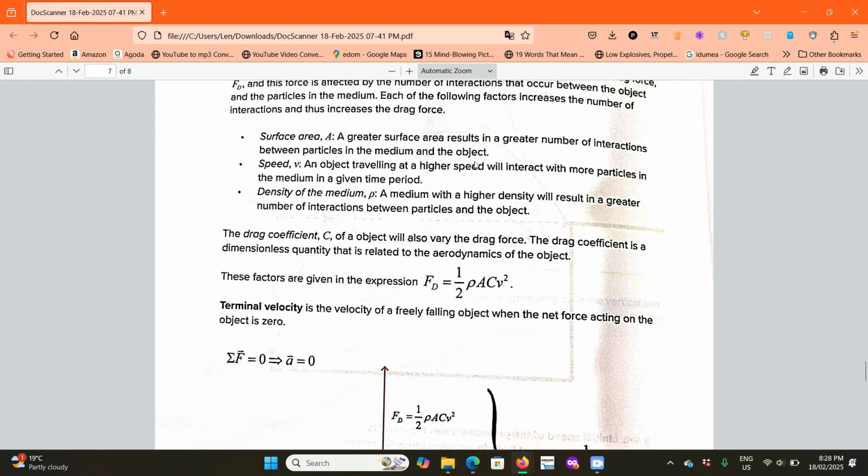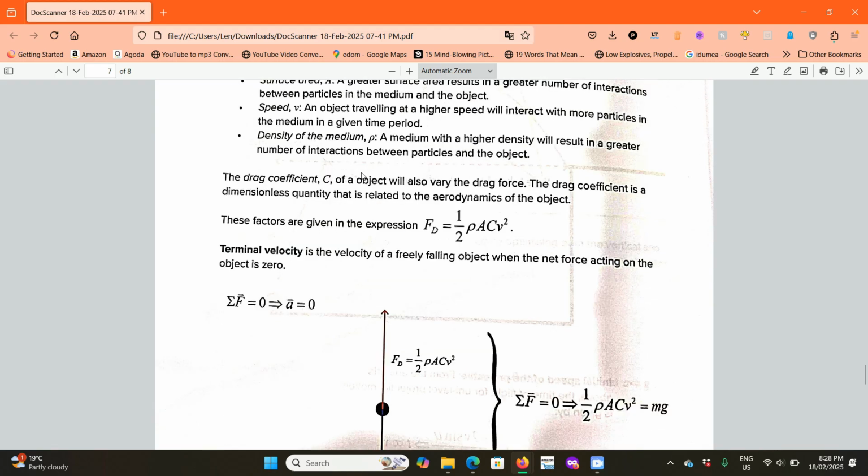But I will highlight 3 factors to be aware of. 1, surface area. 2, speed. And 3, the density of a medium. Density of a medium is kind of like the texture of it, and not how thick the thing is. I'm not going to read that out for you. You'll have eyes, and this is going to be uploaded to the app as well.